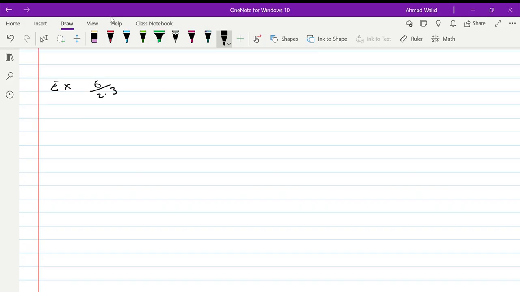Let's solve this problem for you, correct? x minus 1 over 4 minus 2x plus 3 over 5 less than or equal to x.